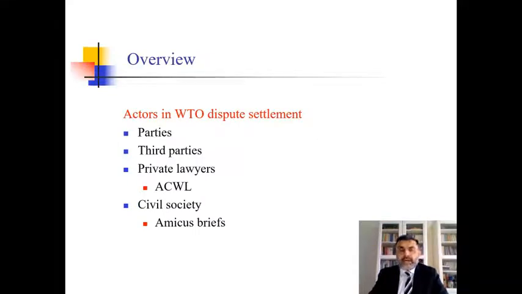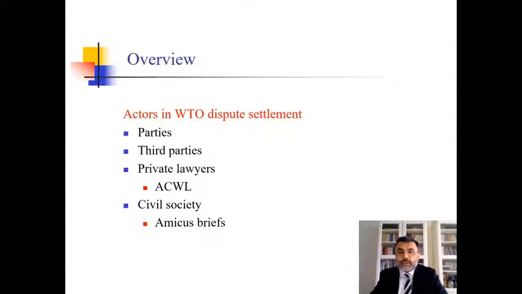Now, who are the actors in WTO dispute settlement? Of course, there are the parties to the dispute, the complaining member of the WTO, the respondent, right? Other countries, other members of the WTO may participate in a dispute ongoing between two members of the WTO. So if Australia brings a case against Brazil, for instance, the US or the EU or Mexico may wish to participate in that dispute as a third party. So you have third parties.